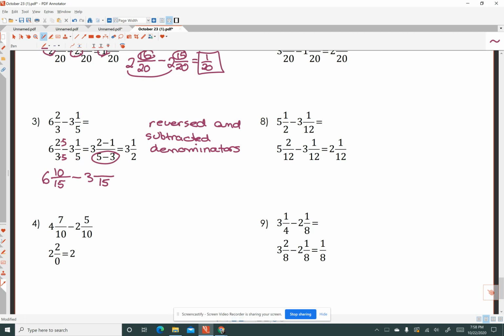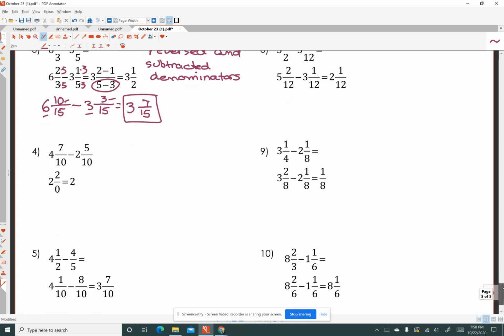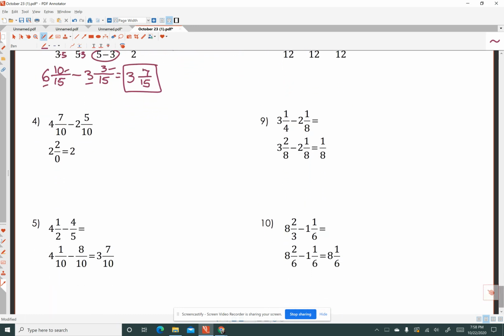Again, working in 15ths. 5 times 3 is 15. 1 times 3 is 3. Minus 3 and 3/15. 6 minus 3 is 3. We're working in 15ths. 10 minus 3 is 7. 3 and 7/15. So let's go on to number 4 and 5.